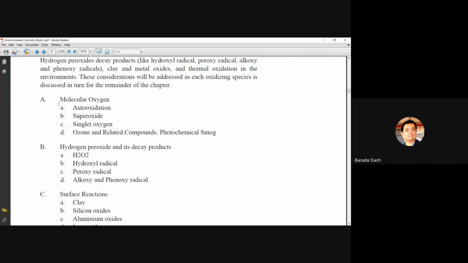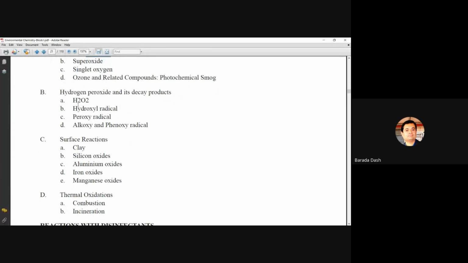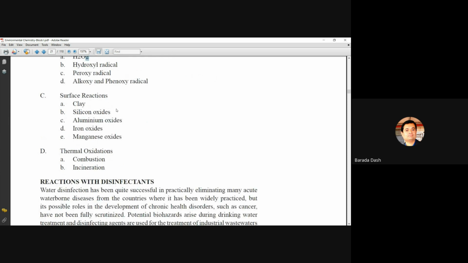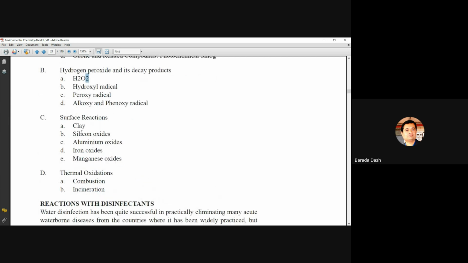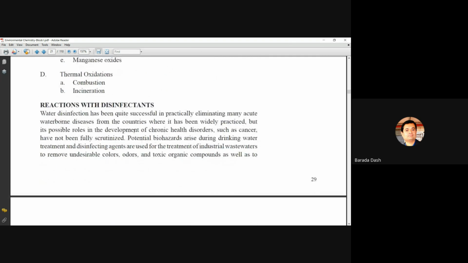Now for oxidation, there are many approaches for how we can do it. If you take molecular oxygen, autoxidation will occur. Hydrogen peroxide can also be involved as an oxygen donor; hydrogen peroxide is an oxidizing agent. You can also take surface reactions, like clay, silicon oxide, aluminum oxide at the surface. They absorb the chemicals, and that also gives you thermal oxidation. There are also reactions with disinfectants.